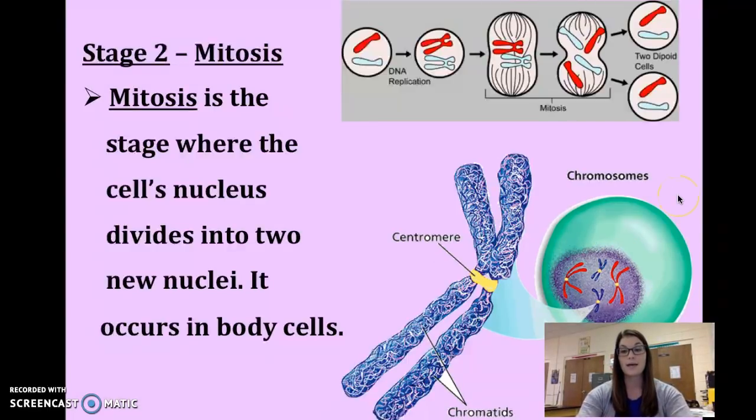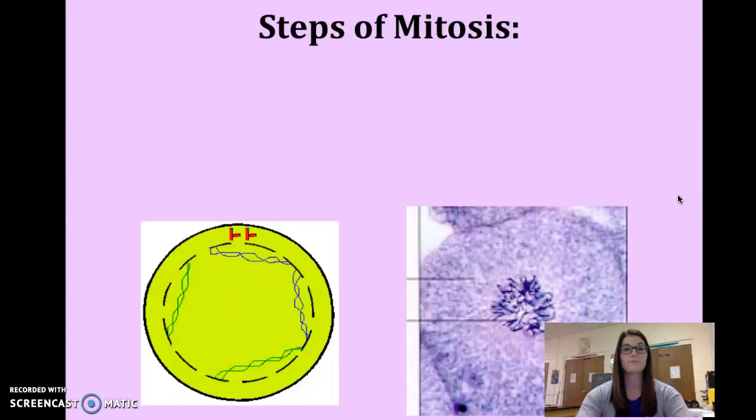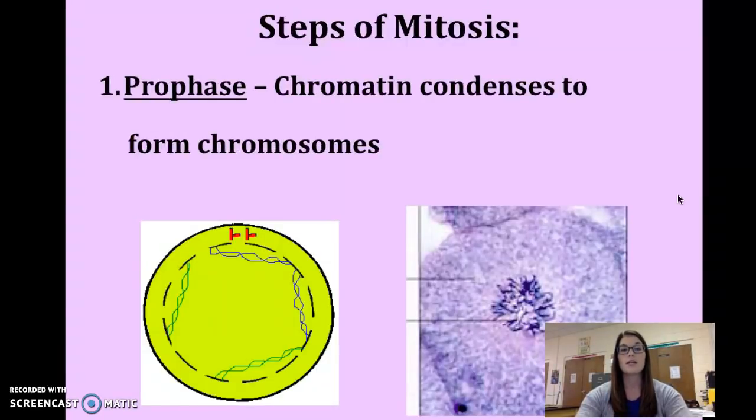Now we're going to talk about the steps involved in mitosis. The very first step in the process of mitosis, the process of making new cells for your body, is prophase. Prophase is where the chromatin condenses to form those chromosomes. That stringy DNA material that's inside the nucleus is getting organized at this point and becoming those X-shaped chromosomes that we're used to seeing.